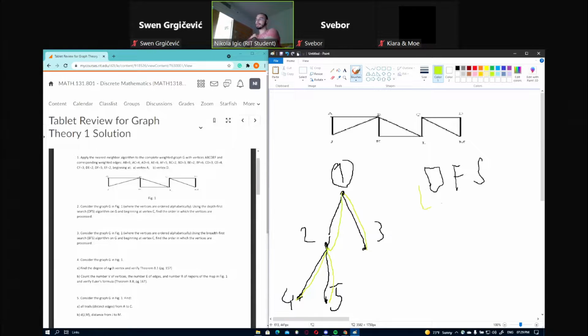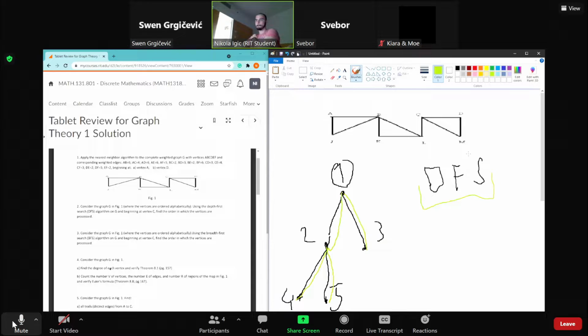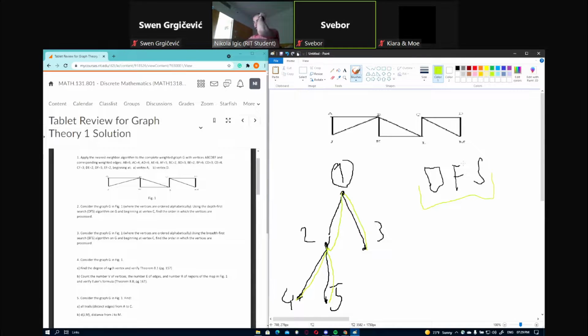Do you understand the idea behind depth first search? Approximately. Okay.